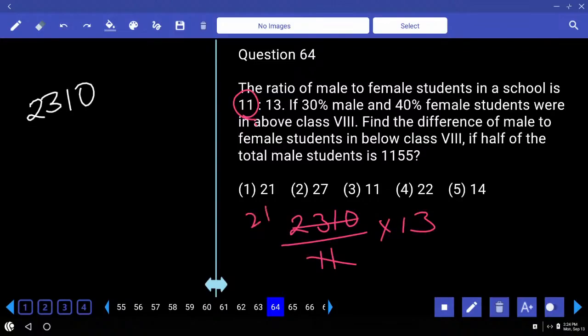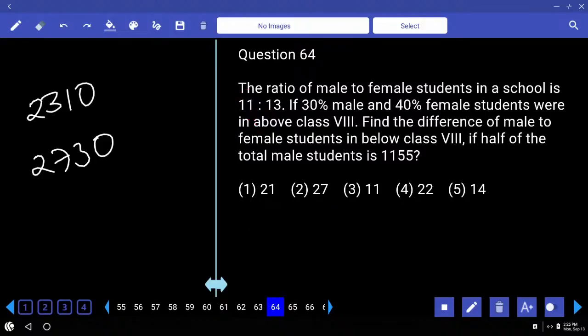11 into 210, we have a 0, I'll write 0. Then 21, 13 times: 13 twenties, 260, and 13 ones, 13, that is equal to 273. These are total male and total female. Is this clear so far?